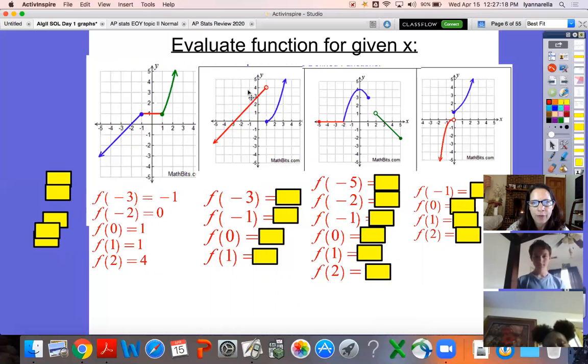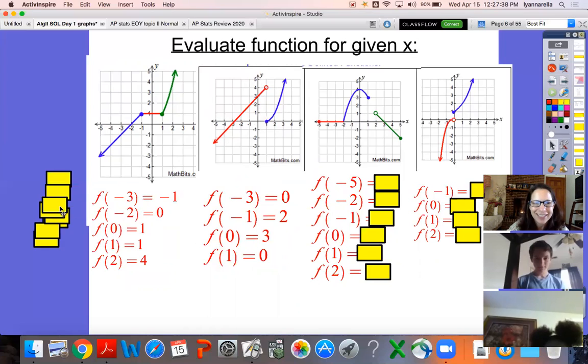This is your graph. Okay, so what is f of -3 on your graph, Mason? 0. What is f of -1? 2. What is f of 0? 3. And what is f of 1? Be careful, there's a trick here. 0. 0, good.